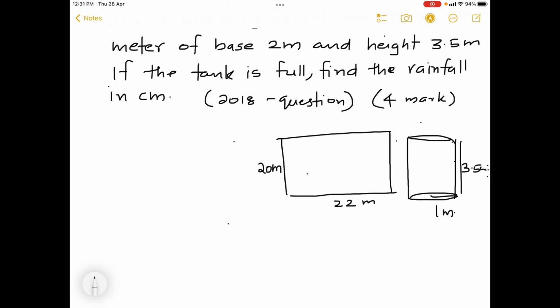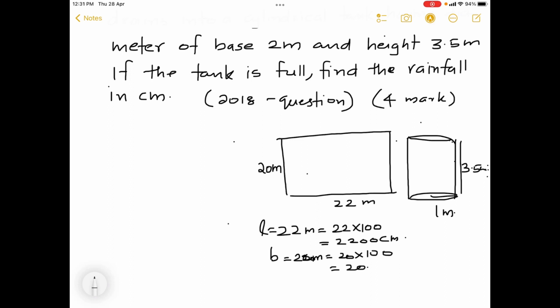So we first convert all measurements into centimeter. Length 22 meter is equal to 22 into 100, is equal to 2200 centimeter. Base B is equal to 20 meter is equal to 20 into 100, is equal to 2000 centimeter. Here radius is equal to 1 meter, is equal to 1 into 100 centimeter, is equal to 100 centimeter. H is equal to 3.5 into 100, is equal to 350 centimeter.